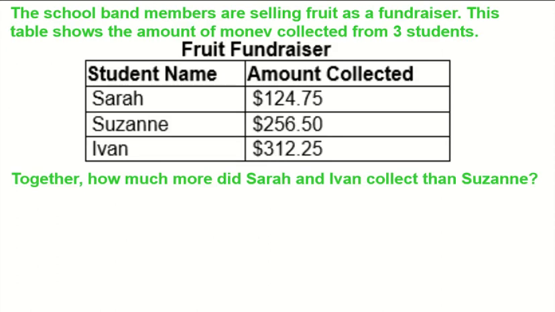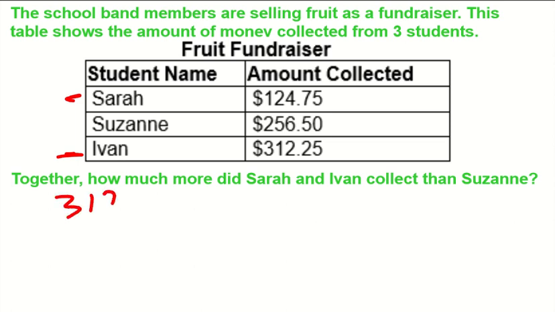All right, so this one I had to make a little smaller to make it fit. School band members are selling fruit for a fundraiser. The table shows money collected from 3 students. Together, how much more did Sarah and Ivan collect than Suzanne? So, got a couple different things. With the decimal problems, usually money problems, you might have more steps to do. So Sarah and Ivan combined. That means we add up their 2 numbers.